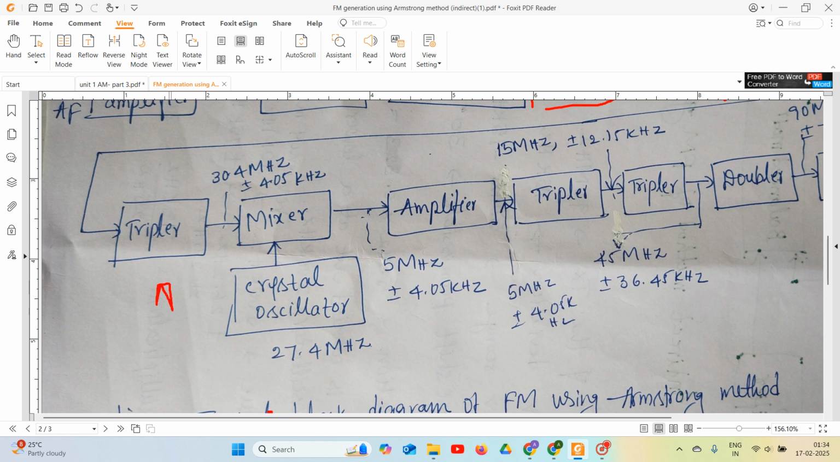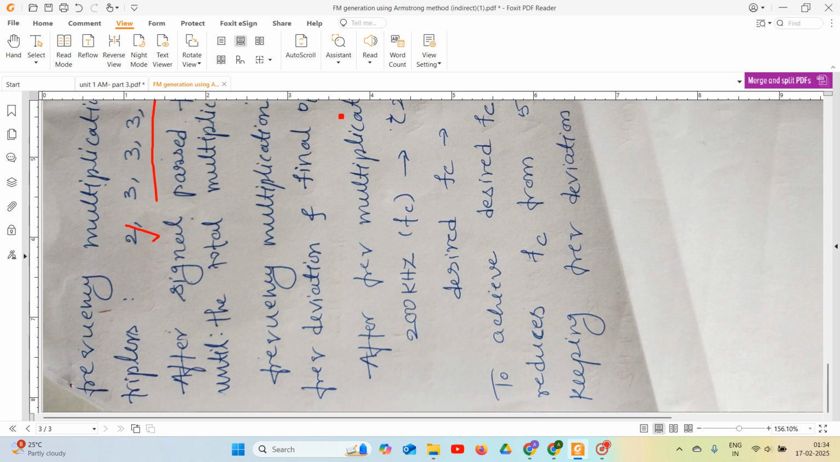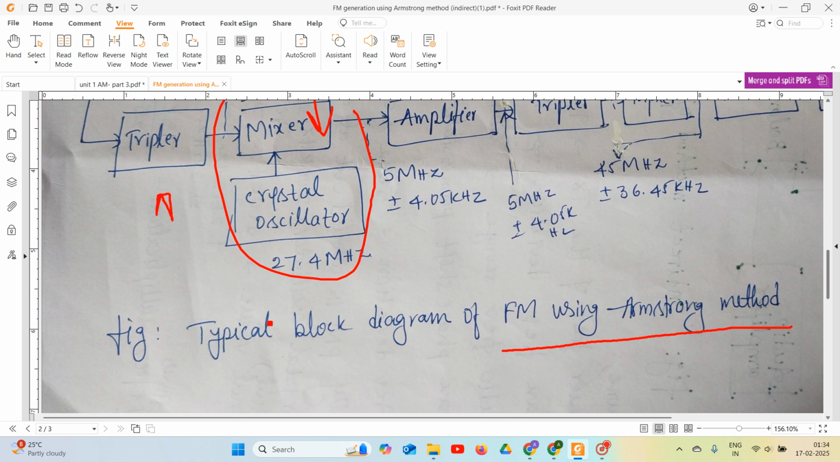After that, why are we not sending it to the tripler again? Because if we send it directly to the tripler without doing this mixer operation, we are going to achieve 583.2 megahertz. But my required carrier frequency is 90 megahertz, while the obtained theoretical calculation is 583.2 megahertz.